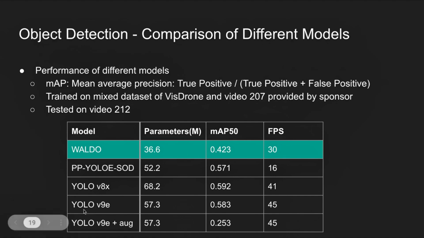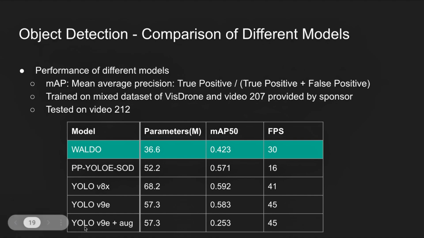The reason why we don't use YOLO V9E is because it has a slightly lower mean average precision here, even though the speed is a little bit faster than the V8X. But since we're doing all the video processing not in real time, we process in the backend, so the time is not really a big concern for us.